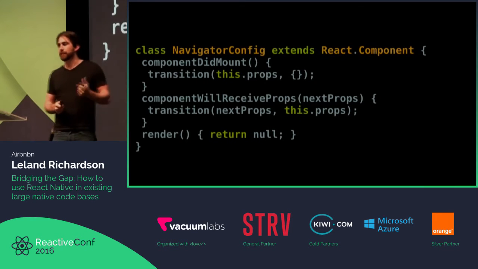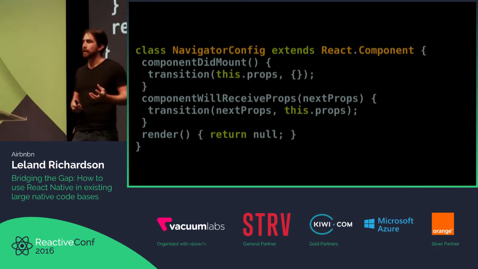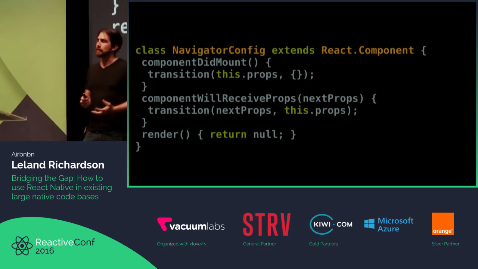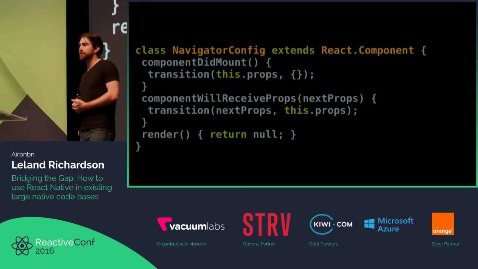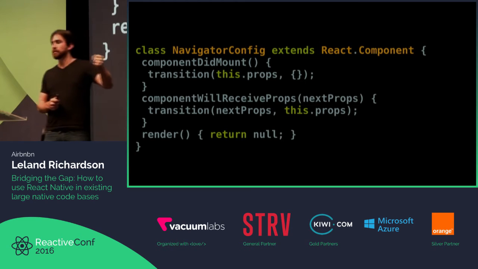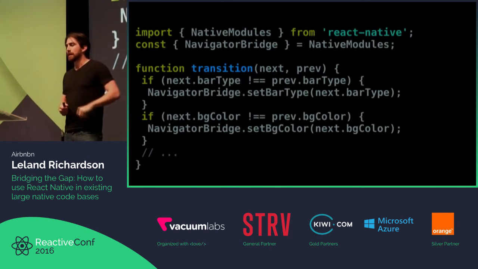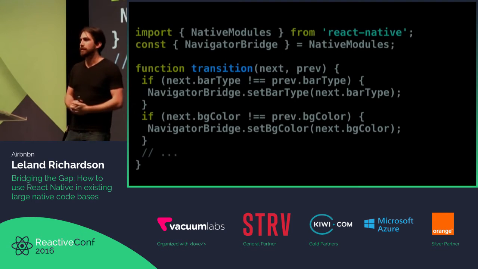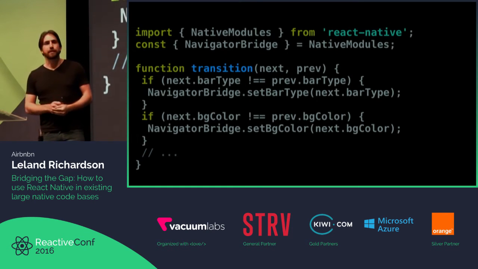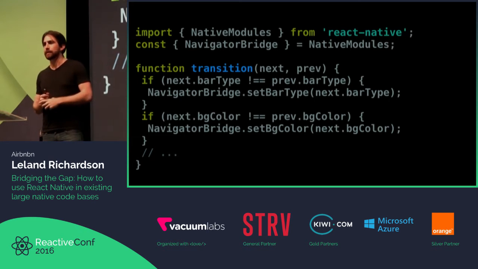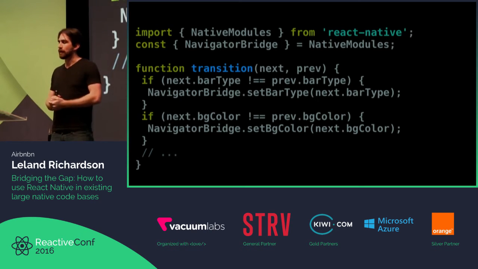And that navigator config component is actually just, it doesn't render anything, at least not in the React sense. What it does is it's just a sort of state machine that handles component did mount, component will receive props, and then there's sort of this state transition function where we can tell if the props have changed, and then we end up setting the bar type for that screen or setting other properties.